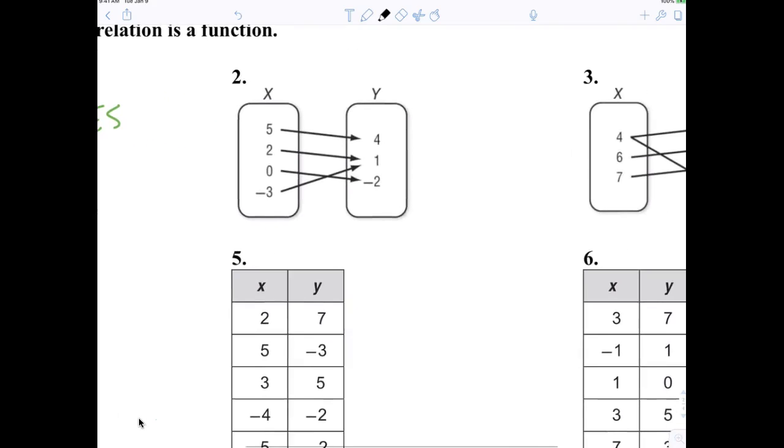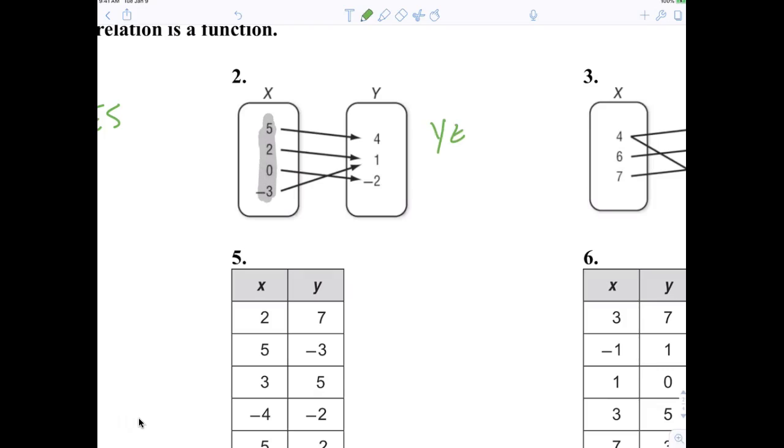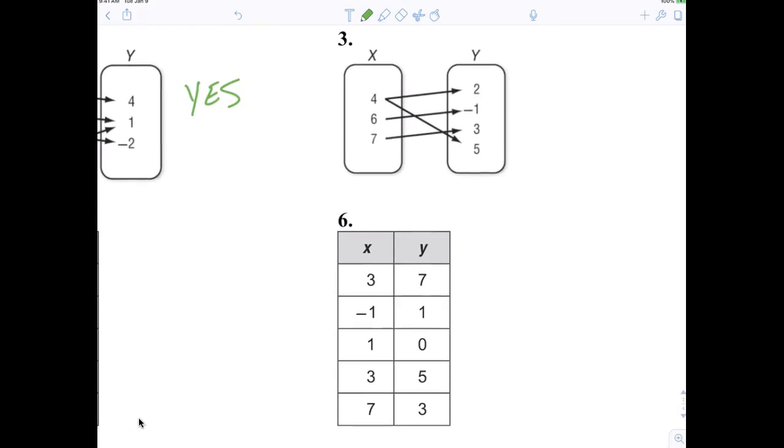All right, number 2, yes or no? Yes. I'm just looking here, making sure they're mapped to one number. Number 3, yes or no? No. You see why, right? Again, this one goes to 2 y values. It can only be mapped to 1 y value.